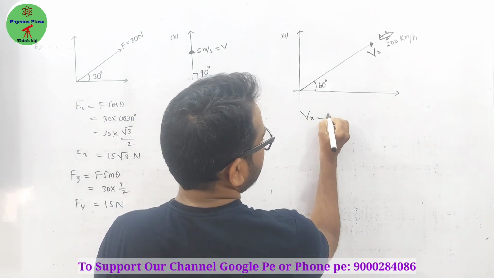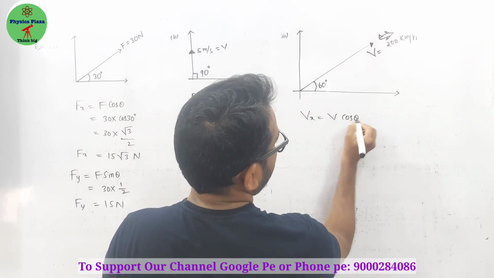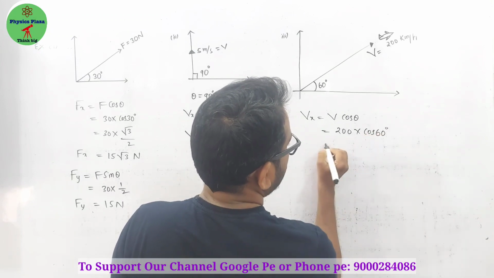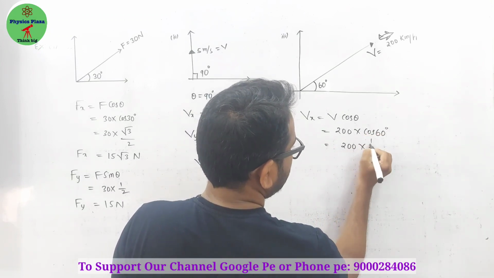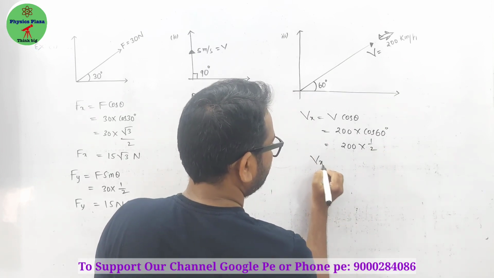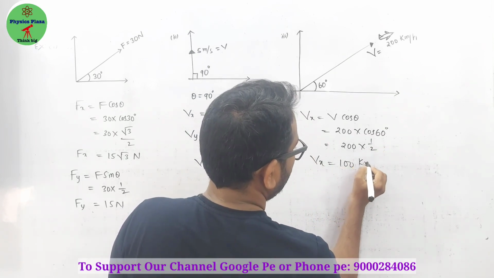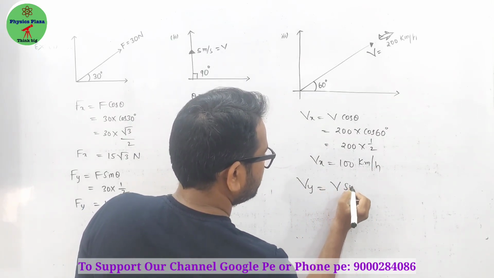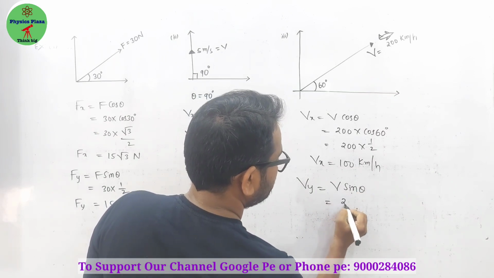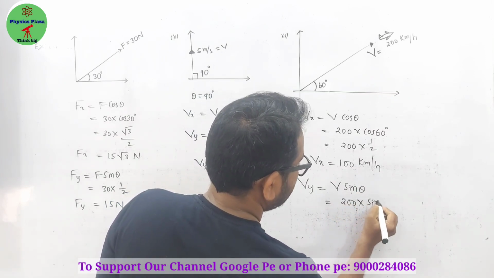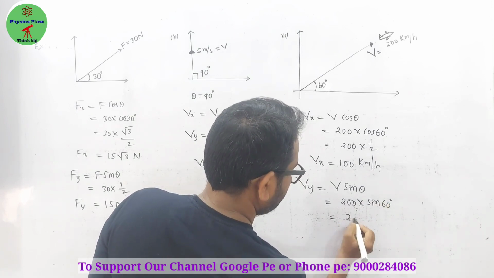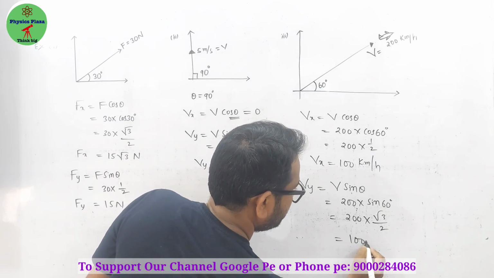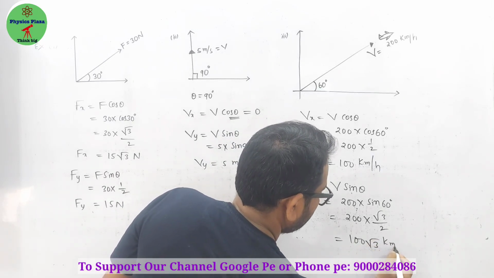Let us see here. So here Vx is equal to V cos theta. So V is equal to 200. This is cos 60. So this is 200 into cos 60, which is 1 by 2. So the Vx value will be 100 kilometer per hour. Whereas here Vy is equal to V sin theta. So V is equal to how much? 200, and here is sin 60. So 200 into sin 60 is how much? Root 3 by 2. So this is going to be 100 root 3 kilometer per hour.